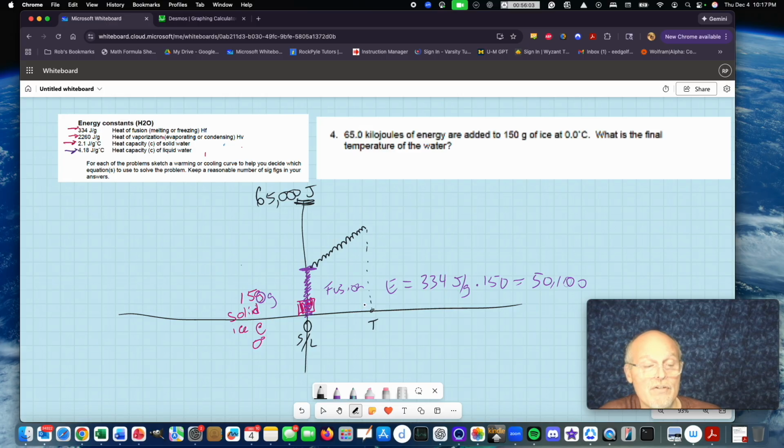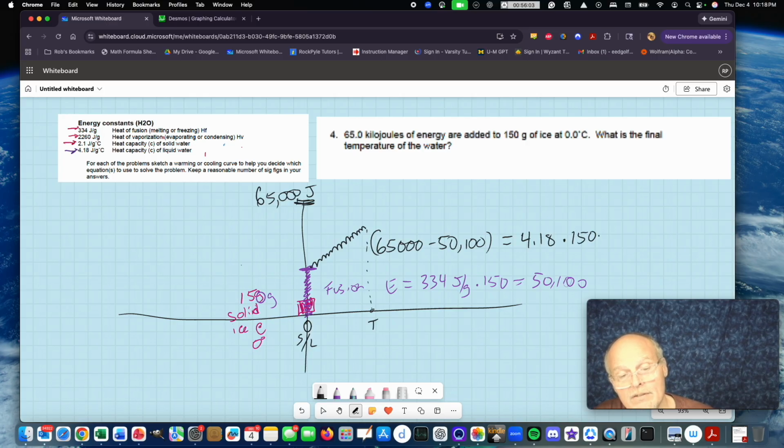until I get to temperature T, and the equation will be 65,000 minus 50,100, right? This is the amount I have left after melting it. That energy equals the heat capacity of liquid water, 4.18, times the amount of water, 150 grams, times T degrees. So in this case, I'm solving for T.